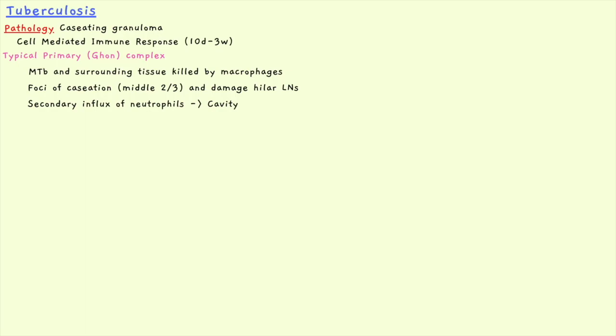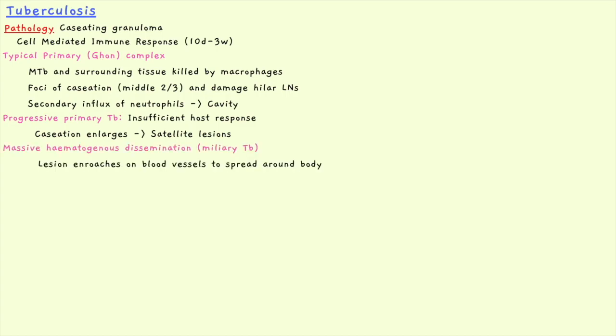Then this causes a secondary influx of neutrophils as a general inflammation principle, because macrophages release chemotactic signals that call over the neutrophils, and the neutrophils can then release elastases, MMPs, and this causes a cavity. This can progress. So progressive primary TB is when there's an insufficient host response. So the caseation from the typical primary Ghon complex enlarges, then is no longer a focus. The foci join together and you get satellite lesions.